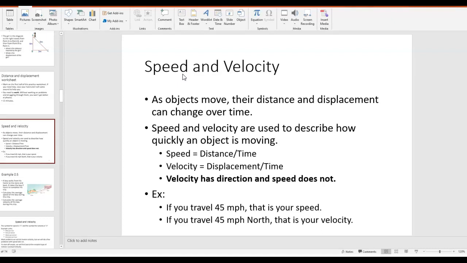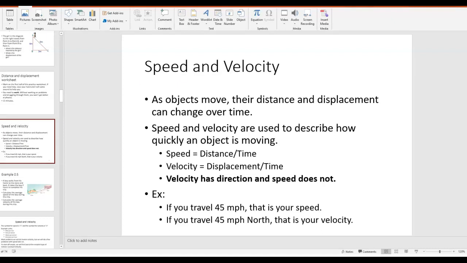Just to recap, distance, when you're talking about an object that's moving, is literally how far that object has moved. Displacement of an object has to do with how far the object is from its starting point. In other words, what is the difference between the final position and the starting position of the object? That's what displacement is.